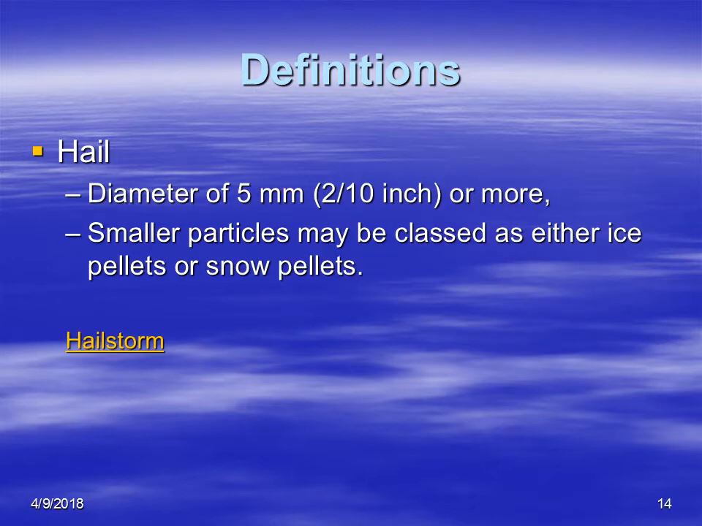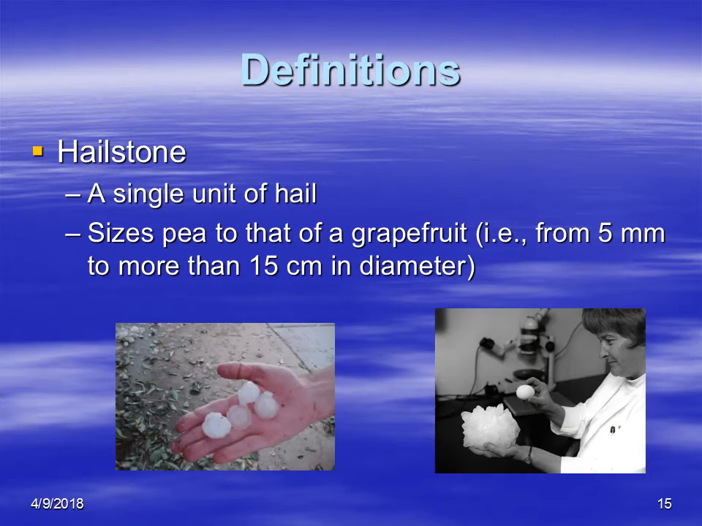Hail, by definition, has to have a diameter of 5 millimeters or more. Smaller ones, smaller than a diameter of 5 millimeters, would be classified as either ice pellets or snow pellets. Hailstones, of course, are one hail. Hail, I guess, usually implies many hailstones, whereas a hailstone by itself is an individual unit of hail. And it can range in size, as I said, the lower limit, 5 millimeters, but they can be really big.